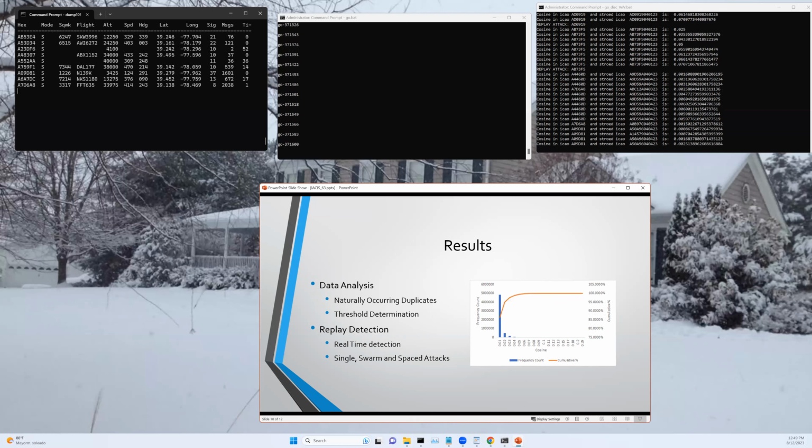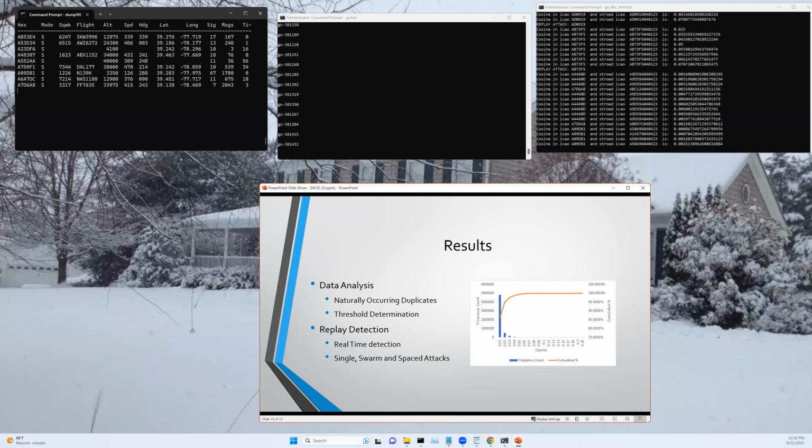So naturally occurring duplicates were discovered in the analysis. With duplicate messages naturally occurring both within and between aircraft, there will be database matches with incoming traffic, even if it isn't a replay attack.